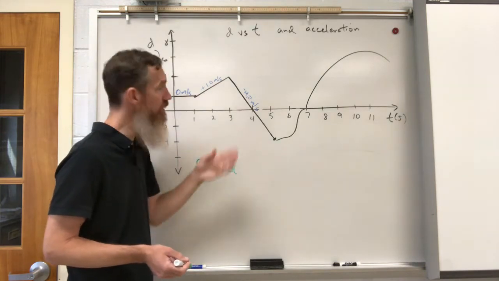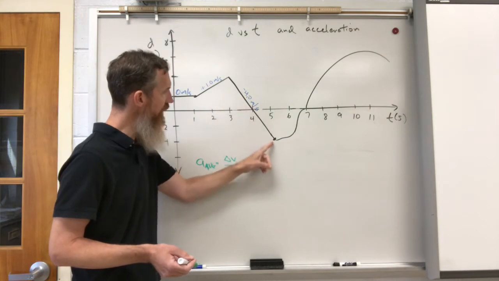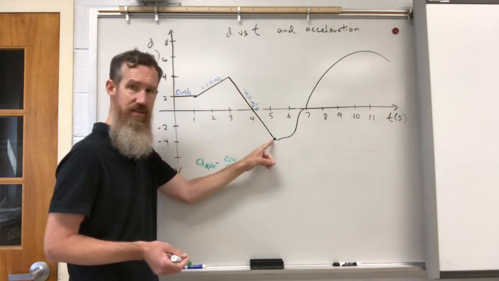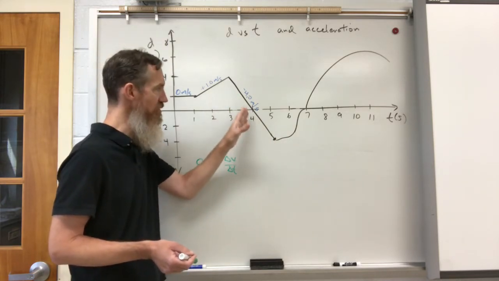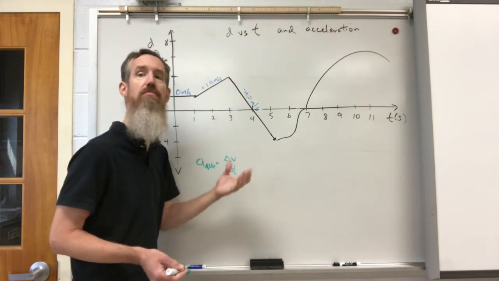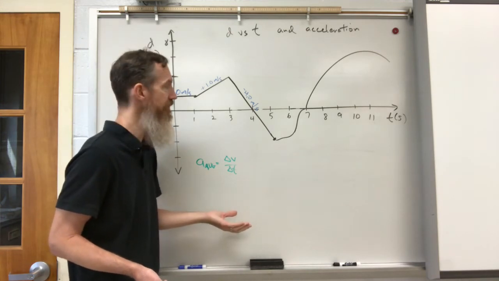The same thing would go here, from 3 seconds to 5 seconds. Between 3 and 5 seconds, it's a constant velocity, although negative. And because the velocity isn't changing moment to moment, again there wouldn't be any acceleration. You're not changing speed or velocity.